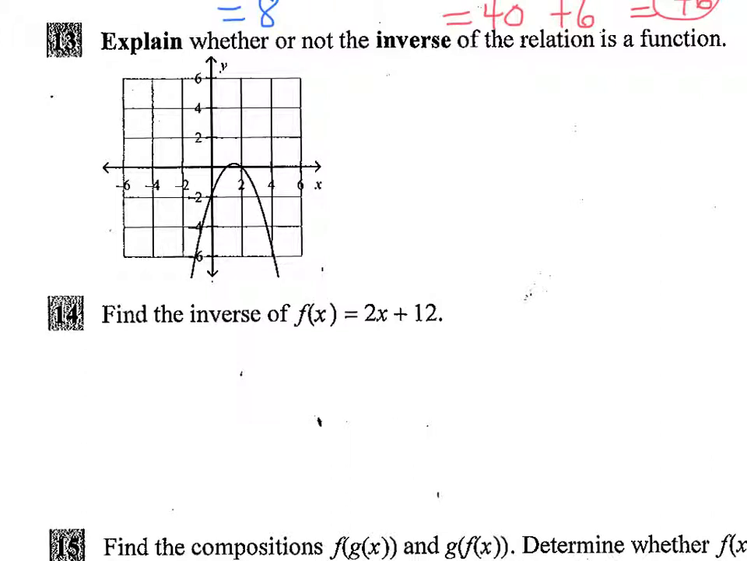To figure out if the inverse of a relation is a function, you do the horizontal line test. Since a horizontal line crosses that twice, the answer is no. The inverse is not a function because it fails the horizontal line test.